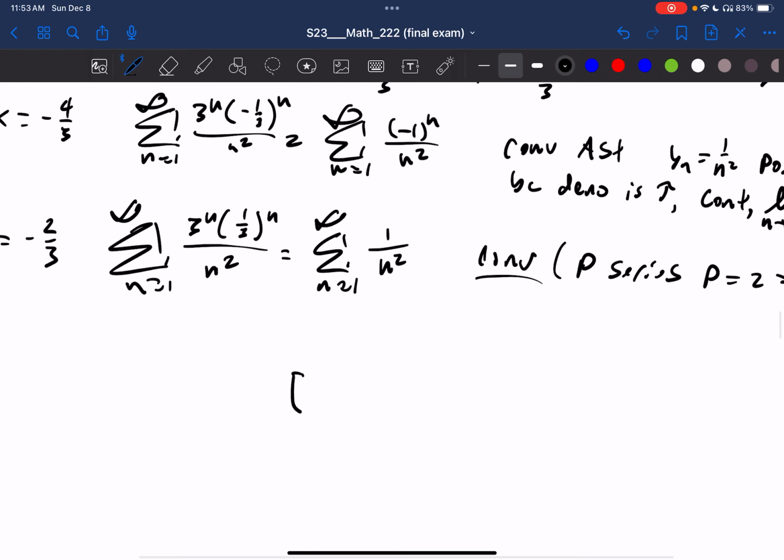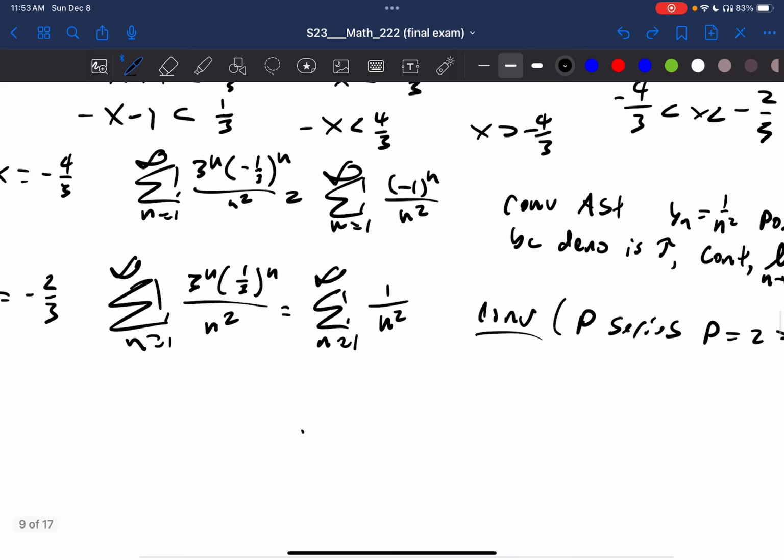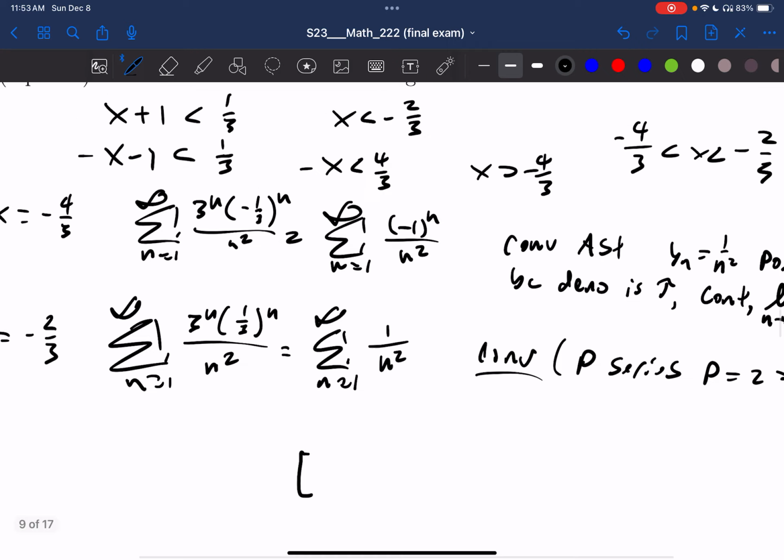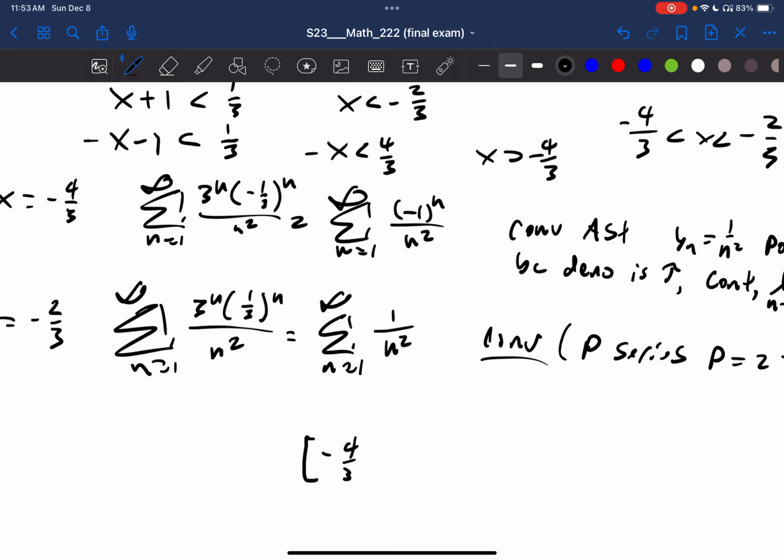So we can write square brackets, negative 4 divided by 3, comma, negative 2 divided by 3, square brackets. This is our interval of convergence.